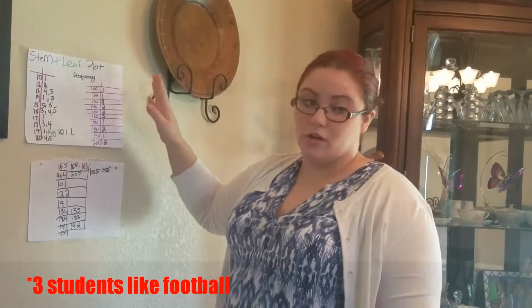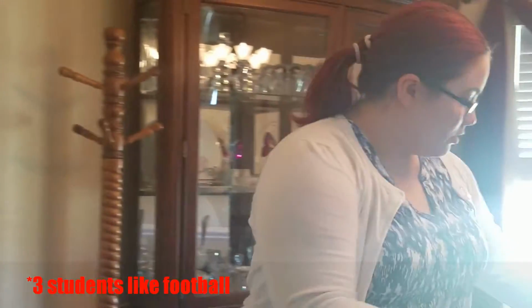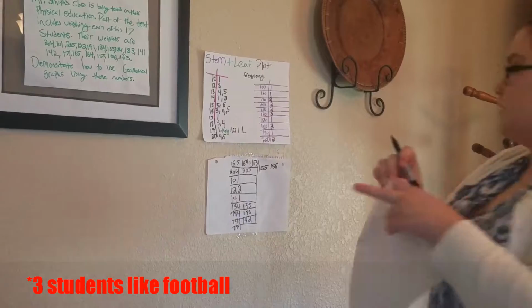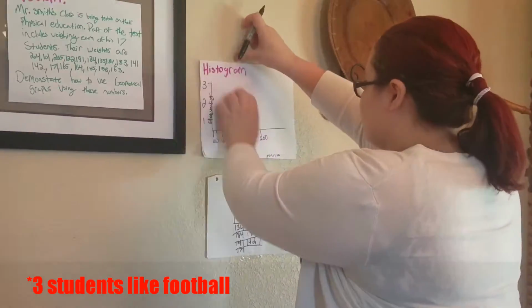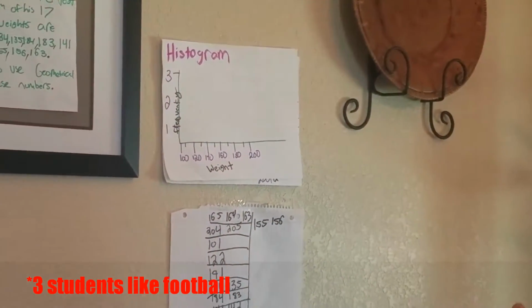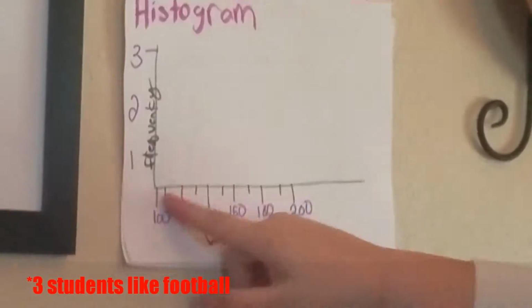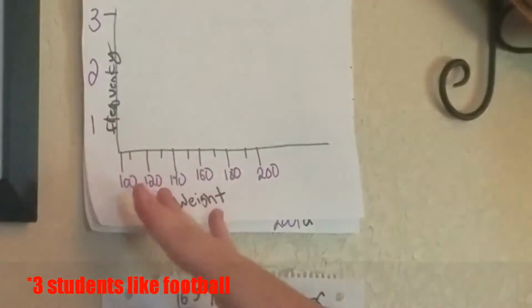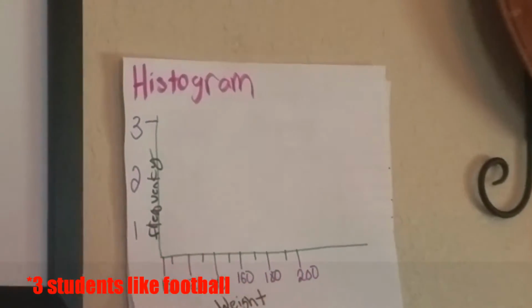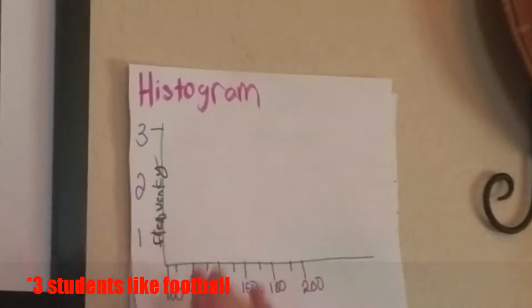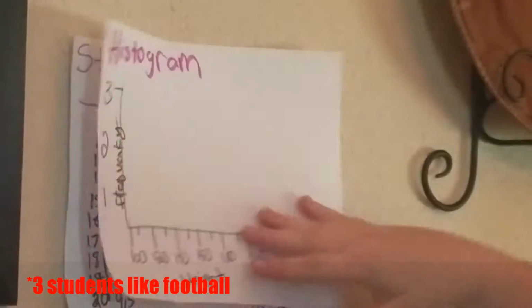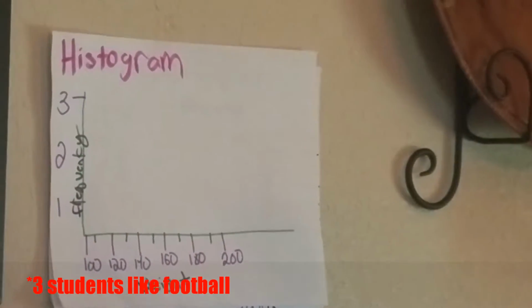Another way to display geometrical numbers is in a histogram. In a histogram, you don't set up a T, but you set up more of a graph, and you're going to put your frequency on the left side and the weight on the bottom. The weight has more distribution, and for the frequency, our highest number was 3. So we're going to put that on the left side.